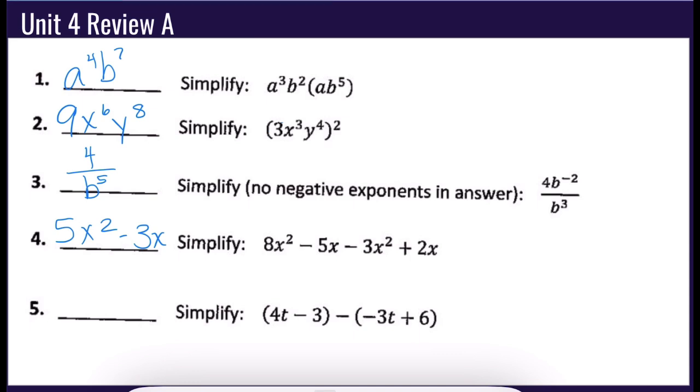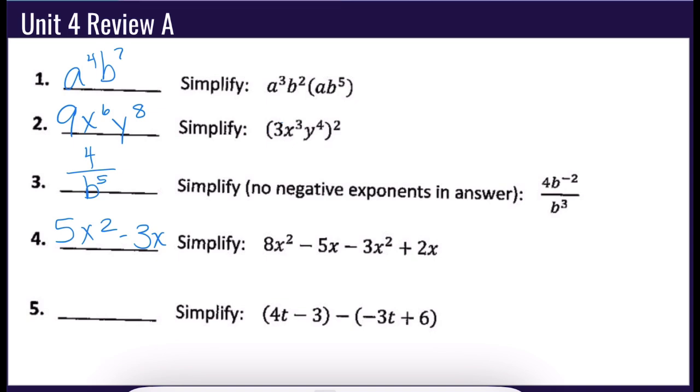So for number 5, now we've got these groupings. Remember, parentheses, if they're not side by side, means that we're creating groups. So we have this group of 4t minus 3 minus this group of negative 3t plus 6. Well, when you have a minus sign in front of a parentheses, you need to do a little bit of a fancy trick to get rid of the second parentheses.